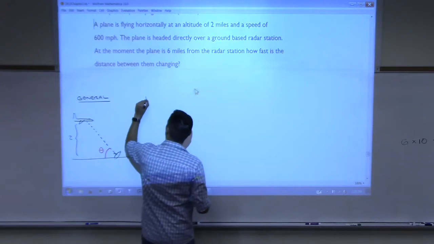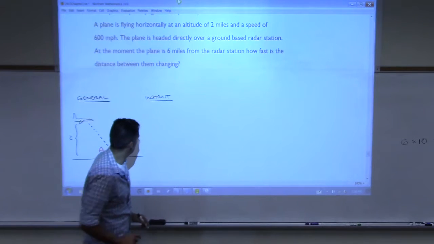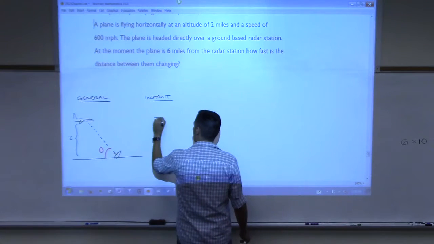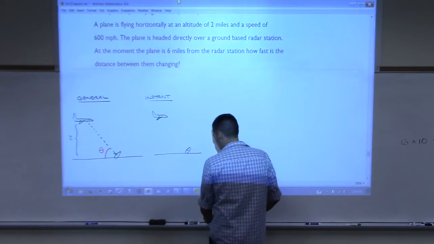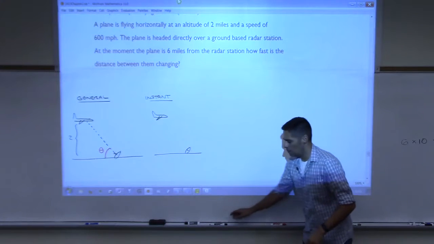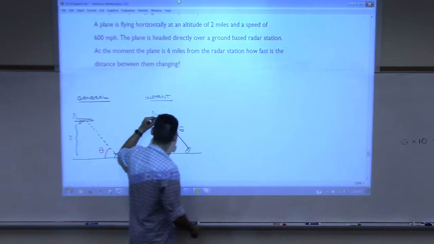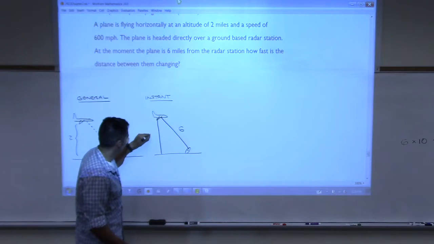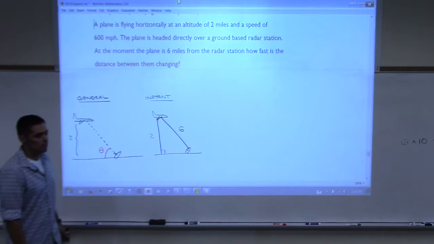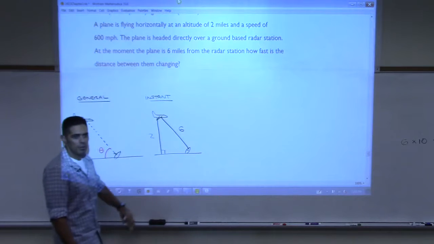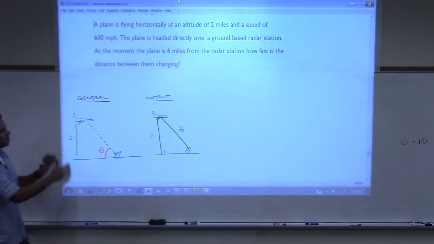And over here in the instant in question, at the instant in time, what can you tell me about the instant in time? 6 miles between, right? This is 6. And of course, this is still 2. Pardon? We would know x, right? It would still be root 32. But that's the instant in time. This is the general picture.